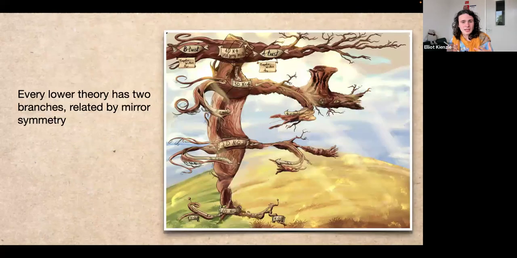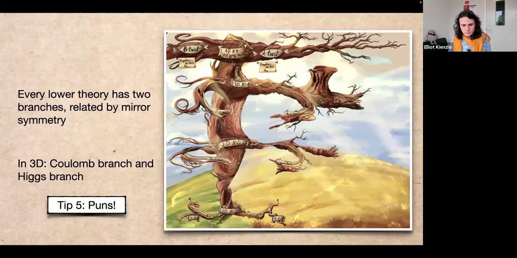And then this sort of descends down. These two branches get mapped down layer by layer by layer. Every theory, every layer of the tree has its own two branches that are still related by mirror symmetry. And in fact, in 3 dimensions, one of these, this one over here, is called the Coulomb branch. One of these is called the Higgs branch by physicists. So, you know, it makes a lot of sense to realize them as actual branches of the tree. Tip number 5, use puns.